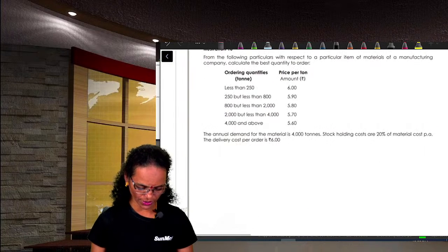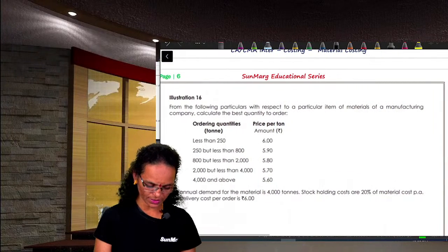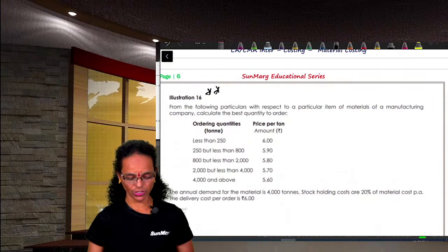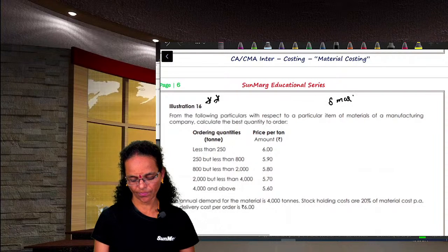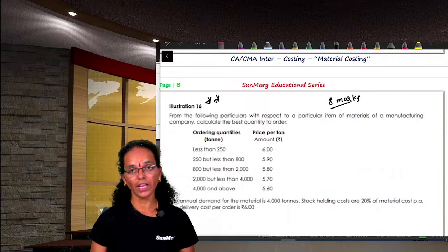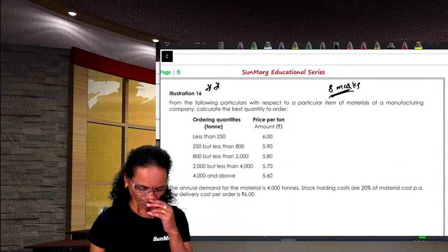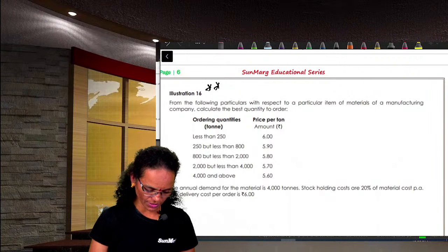Next we go to the next problem. Yeah guys, these types of problems can be expected in the examination for 8 marks for CA and CMA intermediate students. This is question 16.